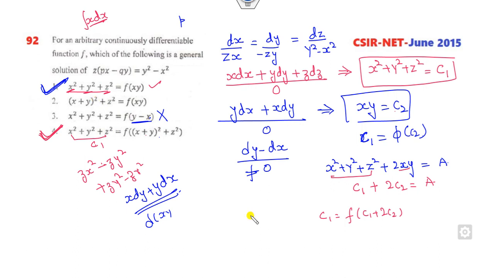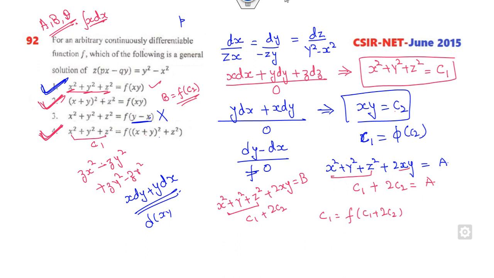What is the second part? If I write this as y square plus z square plus 2xy, I call it b. So this is my C1, this is my C2, so I consider this as b of f of C2, which is also the same, so this is also the right answer. So A, B and D are my correct options for this problem.